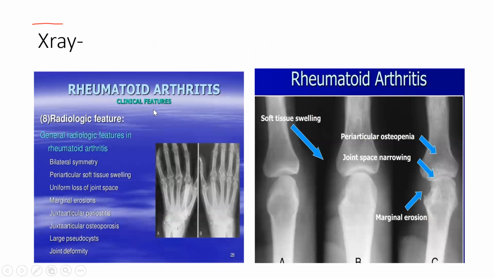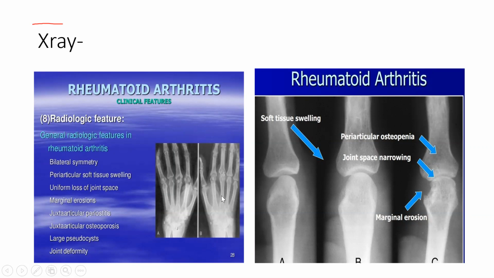Now we'll come to the rheumatoid arthritis X-ray. So obviously it is involving small joints of the hands, so we'll look for a hand X-ray. Okay, so see this X-ray. There is arthritis, so obviously there will be narrowing of the joint space. Near the joint there would be an osteopenia or osteoporosis area. Okay. There will be soft tissue swelling because of inflammation.